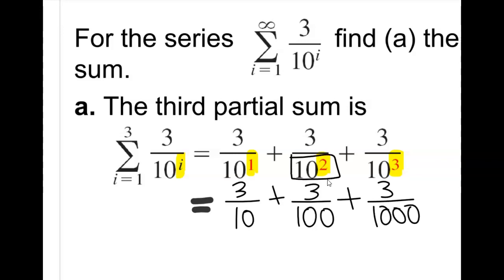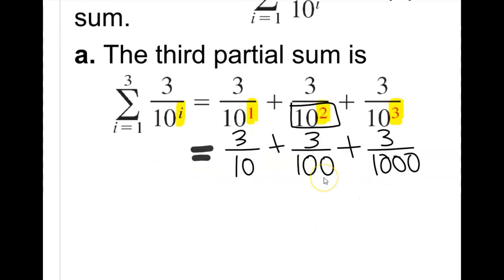Because 10 squared is 10 times 10, so it's 100. And 10 to the third power is 10 times 10 times 10, which is 1,000. Now, if I wanted to write this as decimals, 3 over 10 is the same as 3 tenths, so 0.3.